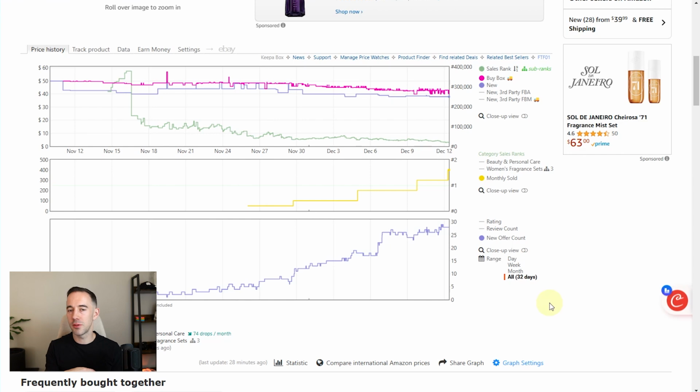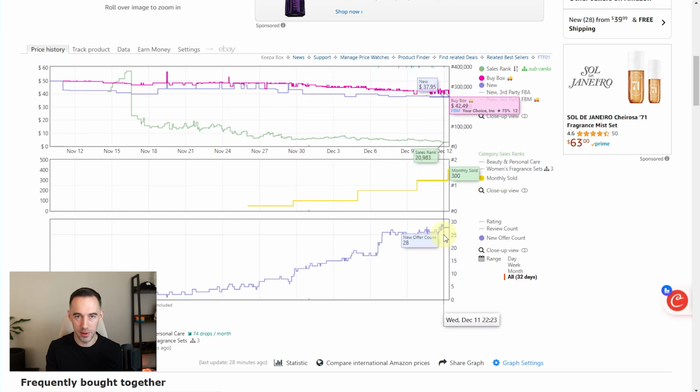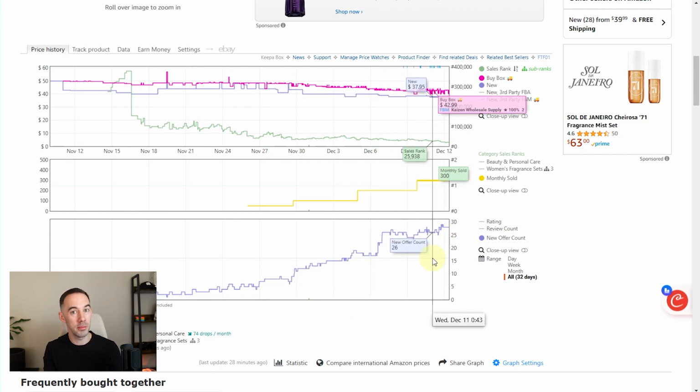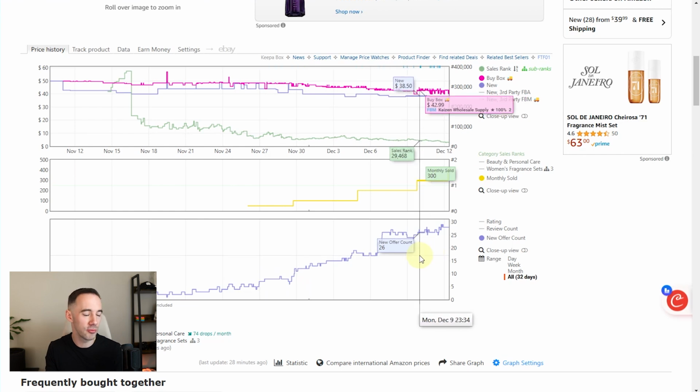Now, there's one thing on this graph that if you know, that would be another reason you don't buy. And let me explain that to you right now. So not only is the price going down, but what we're also noting is this new offer count down the bottom, this is going up. And I want to explain why this is a really big danger and why you don't want to be buying products like this. Let's jump through some graphs right now.